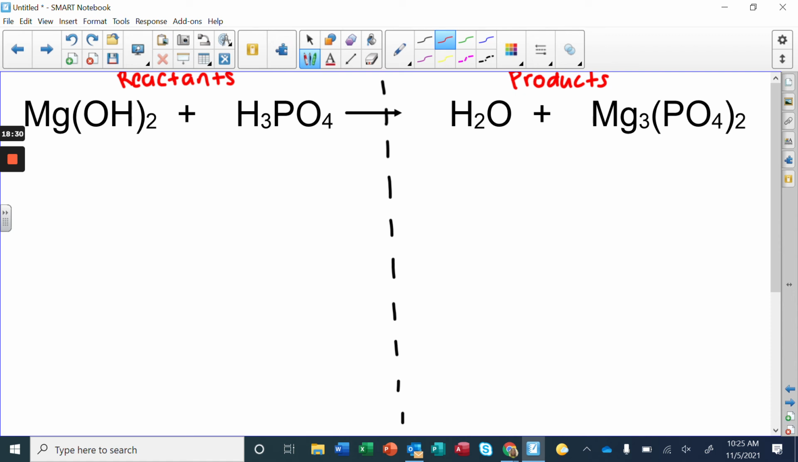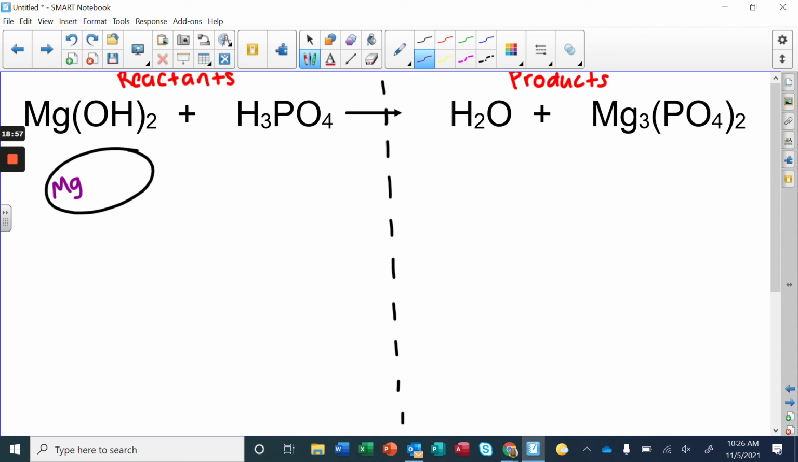Alright, now let's get creating some bubbles. So the first one I have is magnesium hydroxide. So I have 1 magnesium. Now here's the trick. When you have polyatomic ions, you want to try to keep the polyatomic ions together if you can.